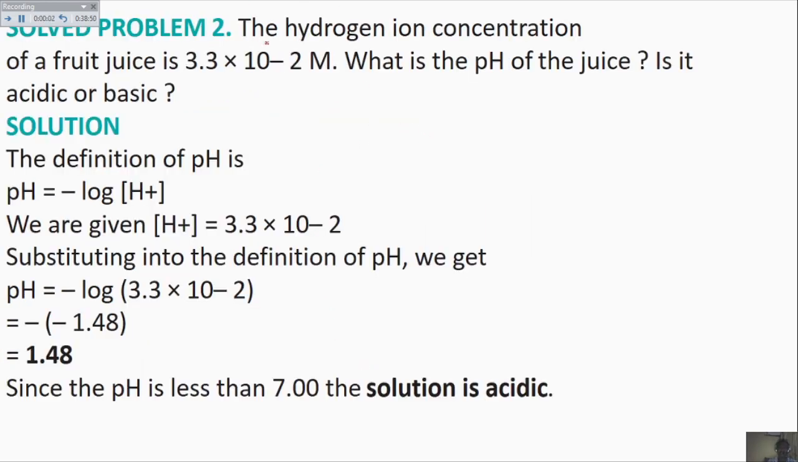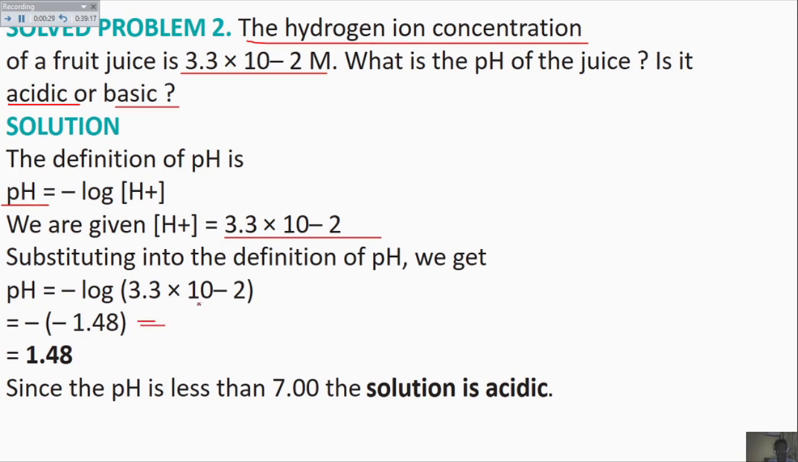Look at this particular second example. The hydrogen ion concentration of the fruit juice is given as this. What are we given? We are given hydrogen plus. What is the pH of the juice? Is it acidic or basic? Likewise, the same thing. All we need to do is remember the definition of pH equals minus log H plus. In this case, we are given H plus, so pH equals, insert it, and you get your answer.